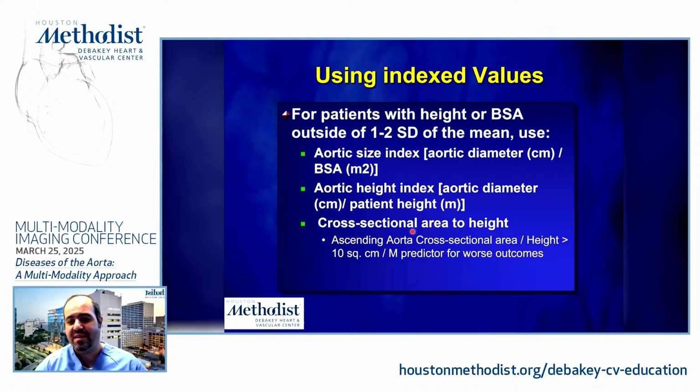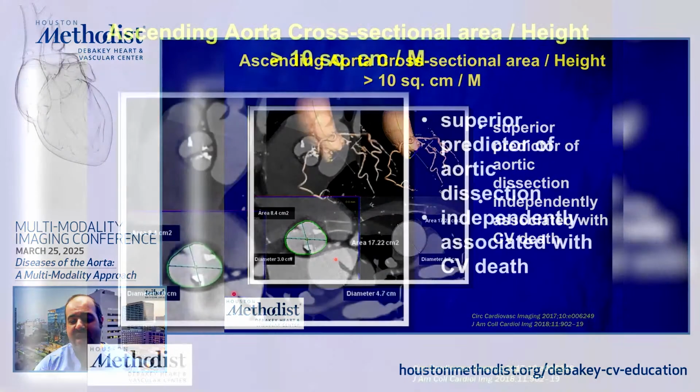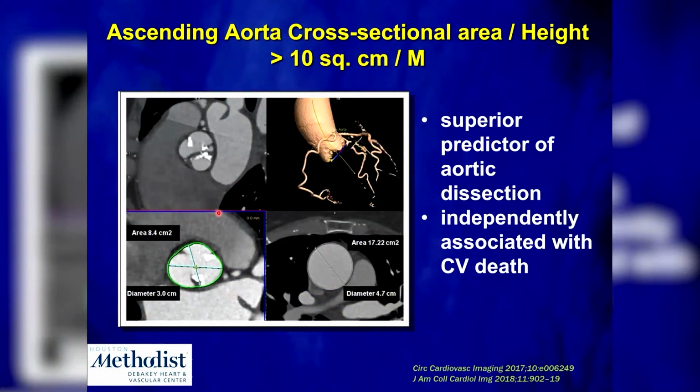The guidelines also mention when we should use indexed values. When the height or body size is outside 1 to 2 standard deviations of the mean, they recommend using what we call the aortic size index, which by definition is the aortic diameter in centimeters divided by the body surface area, or indexed to height, so an aortic height index, and also consider using cross-sectional area to height. If I measure the area of the ascending aorta and divide it by the patient's height, the magic number is more than 10 square centimeters per meter. This has been shown to be an independent predictor of worse outcomes. This is a study from many years ago from the Cleveland Clinic that looked at the area of the ascending aorta.